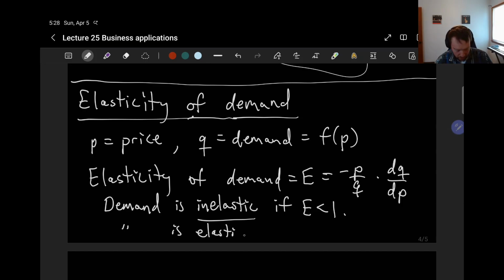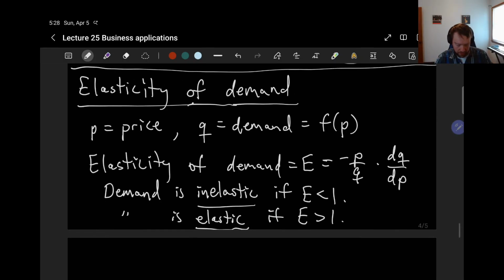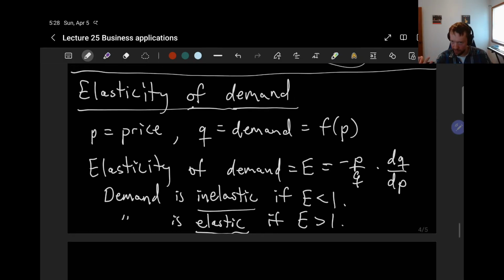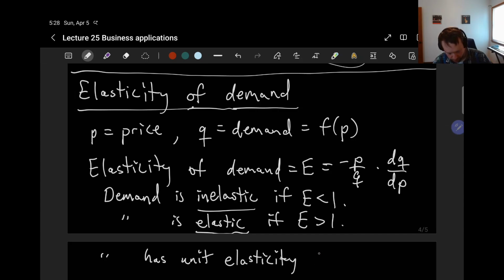We have the opposite. The demand is elastic if E is a number bigger than 1, so it all has to do with 1. And the other outcome is, what if it's equal to 1? Then we say that demand has unit elasticity. Think of unit means 1, basically. So that's when E is 1.